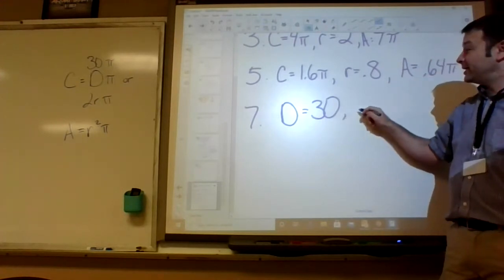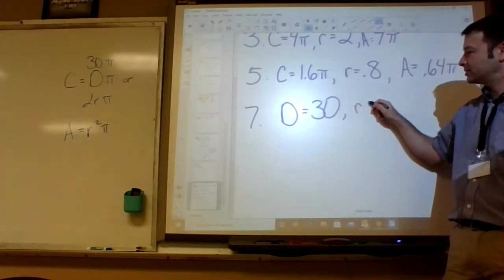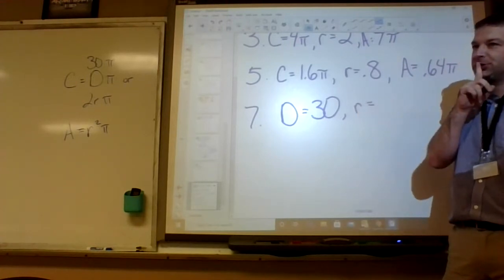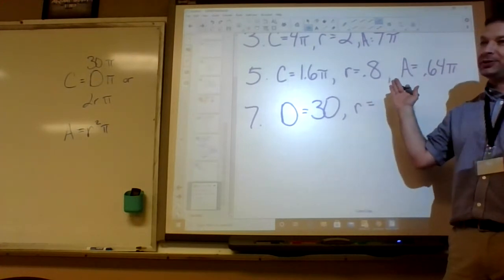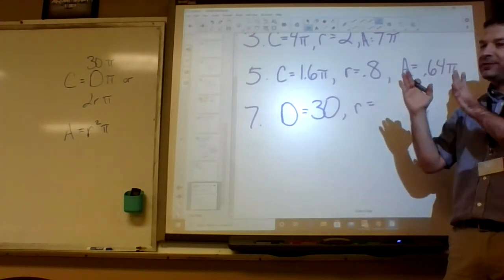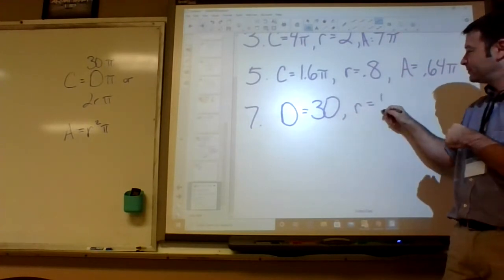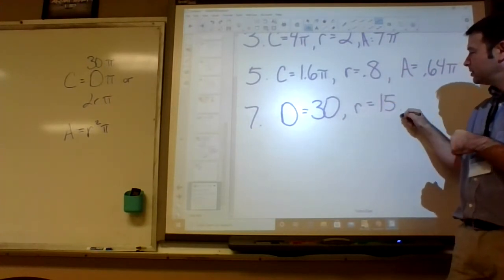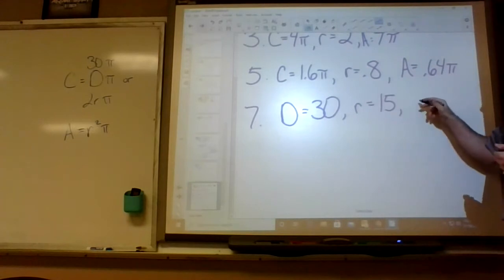Okay, if the diameter is 30, Jordan, what's the radius going to be? The diameter goes all the way across the circle, radius goes halfway across, so it's 30 divided by 2, which will be 15. Yes. If the radius is 15, how do we find the area?